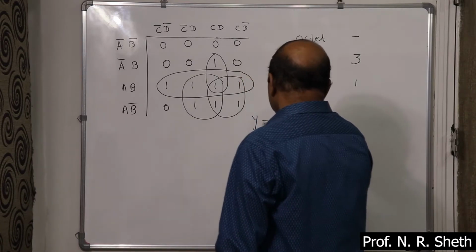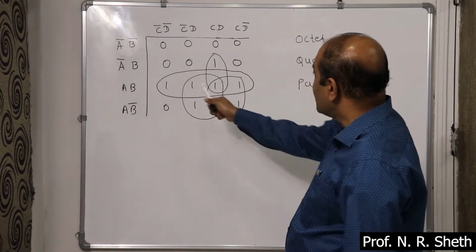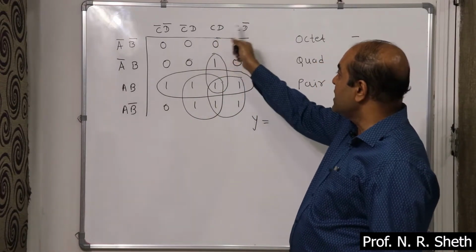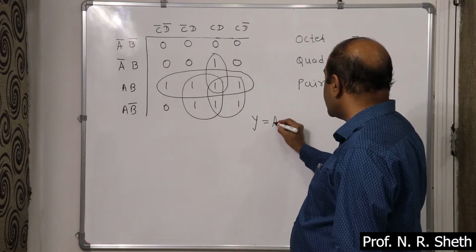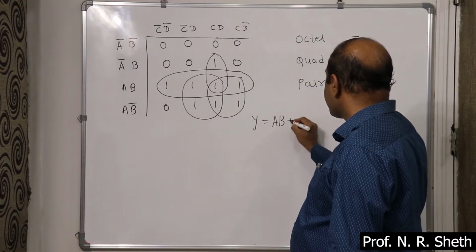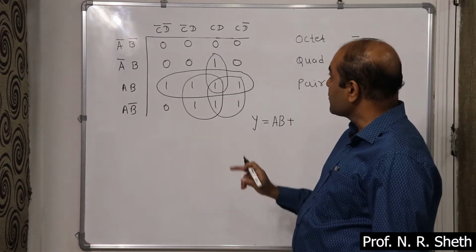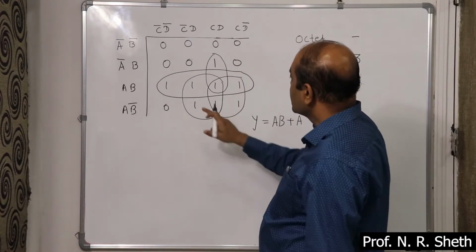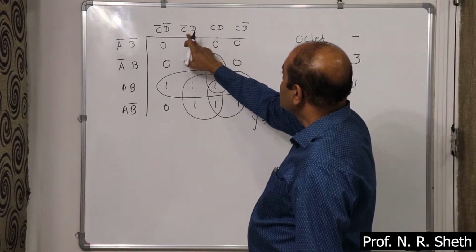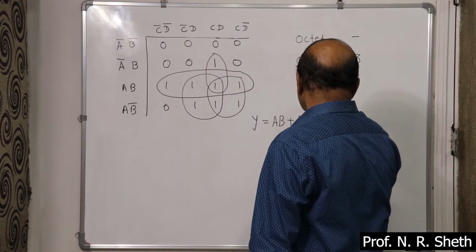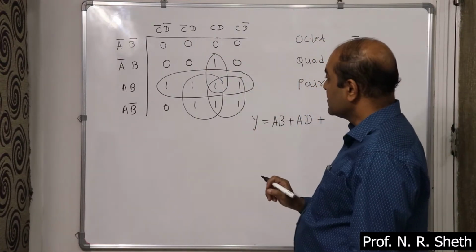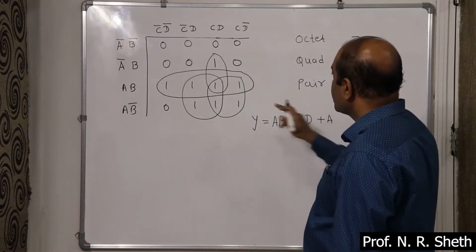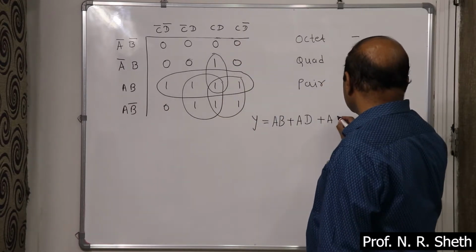So y equals to, first for this one, C bar, C bar, C, C, D bar, D, D, D bar cancel. So it's only AB. This one, B, B bar cancel. So we have A. C, C bar cancel. So we have D. This one, B, B bar cancel. It's A. D, D bar cancel, so it's C.